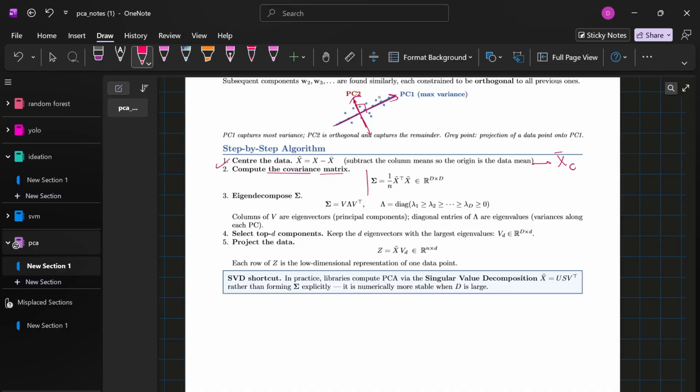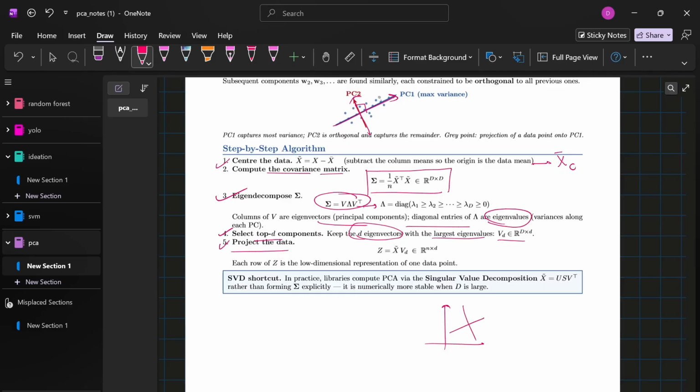Third, do the eigen decomposition. This sounds scary, but you have to find the special directions, the eigenvectors, and how important each direction is, which you can find using the eigenvalues. Fourth one is pick the top components. Keep the directions with the highest eigenvalues, as they carry the most information. Fifth part is project your data onto the selected components. Now you have the data living in much less space.